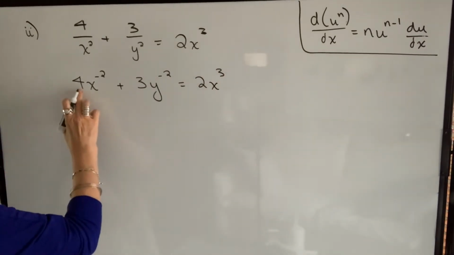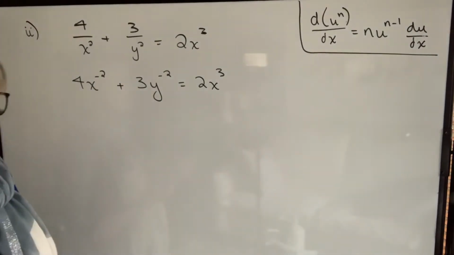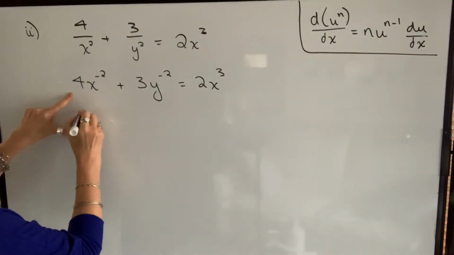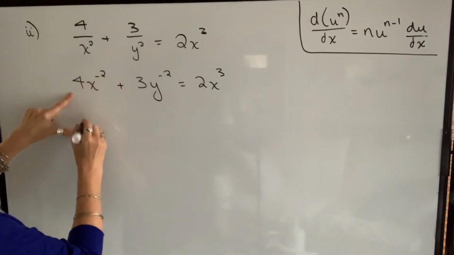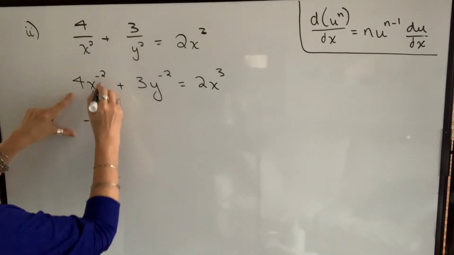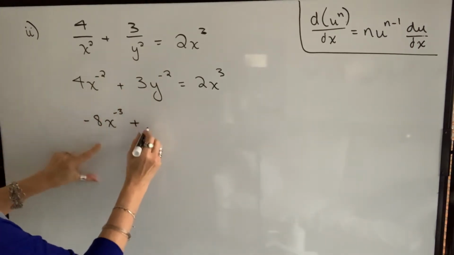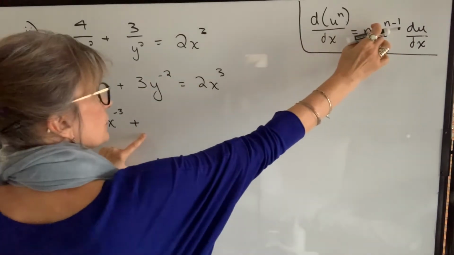And now it's just a constant times a function, so I don't need to use the product rule when it's a constant times a function. I only use the product rule when it's a function times a function. So the derivative here will simply be 4 times the derivative of x to the negative 2, so that would be negative 8. X to the minus 2 minus 1 is negative 3, plus 3 times the derivative of y to the negative 2. This is where I use this rule.